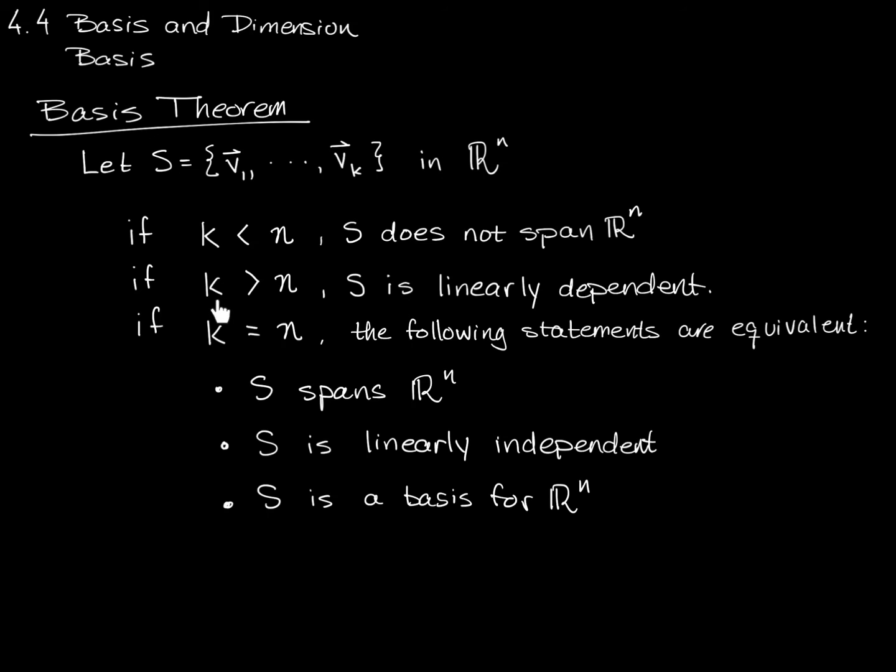So look to see whether the vectors in your set are too many. If they're too numerous, then you don't have a basis because you don't have linear independence. If you have the same number of vectors as you do dimensions in your space, then you need to test for one of these. And once you've tested for one of these and found one of them to be true, then all 3 of them are true.